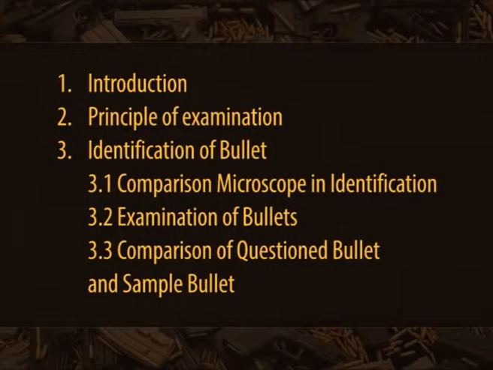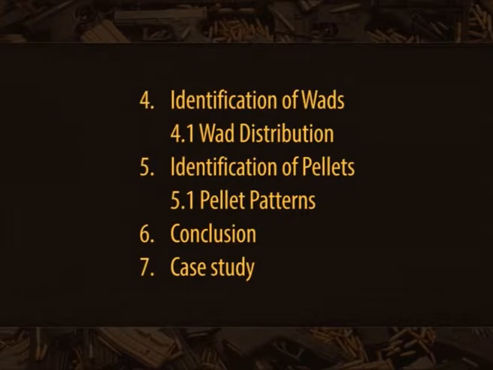Let us start our module with a look at what we are going to learn today. The first thing is going to be the introduction of the topic, principle of examination, identification of bullet, and under that comparison microscope in identification, examination of bullets, comparison of question bullet and sample bullet, identification of wads, wad distribution, identification of pellets, pellet patterns, and in the end conclusion.